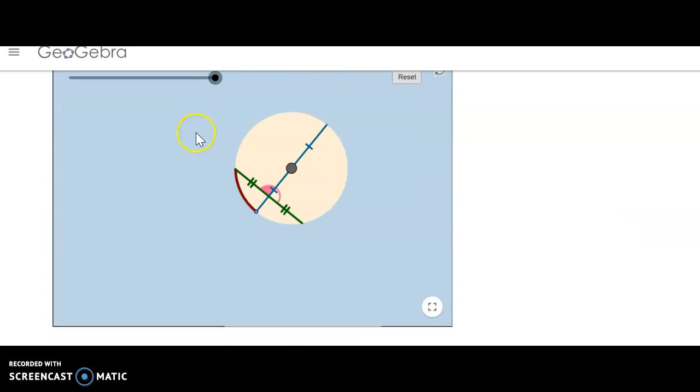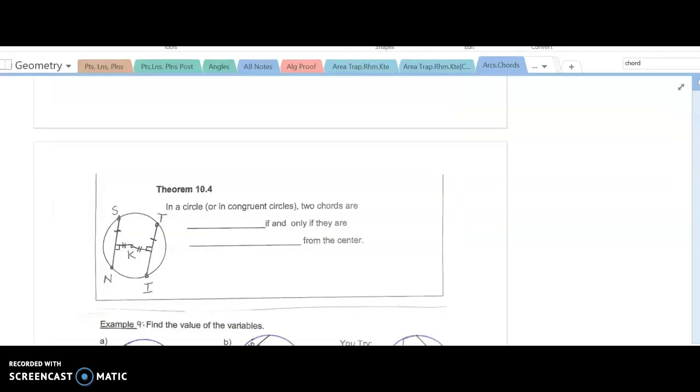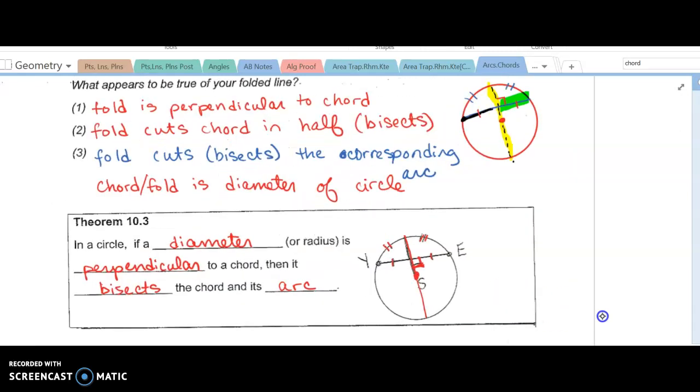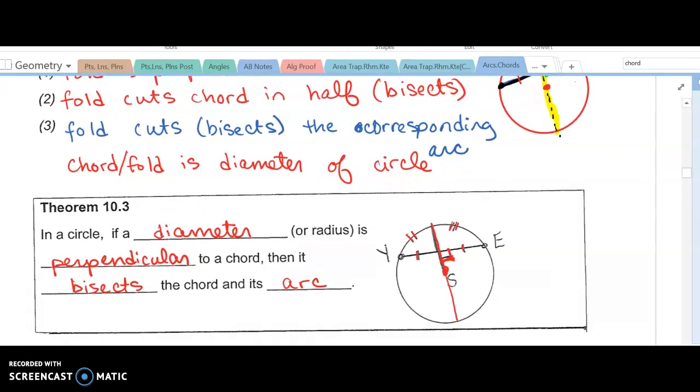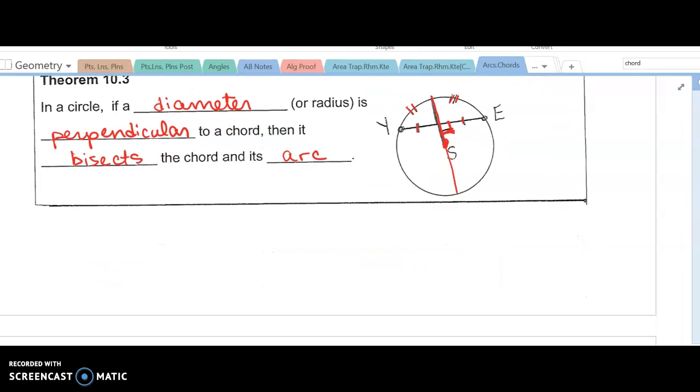So basically it's kind of saying the same thing we said before in the theorem. Come on, OneNote. In this theorem here, we're just saying the exact same thing, only backwards. Before we said if a diameter is perpendicular to a chord, then it bisects the chord and its arc. We can also say vice versa. If a segment bisects the chord and it also bisects the arc, and it's perpendicular to the chord anyway, then it will have to be not just any old line, but a diameter.